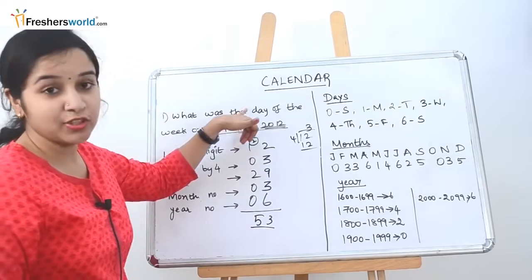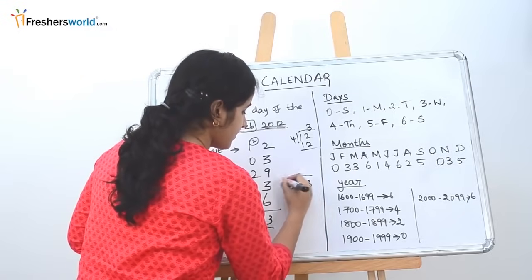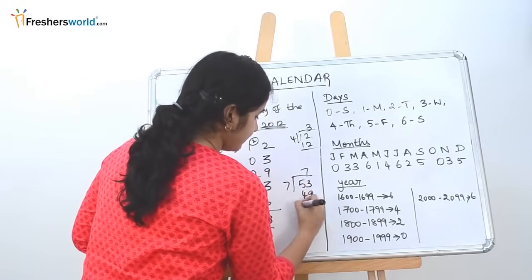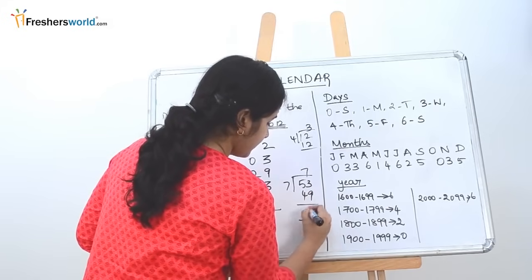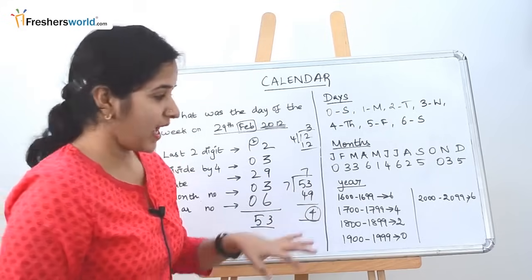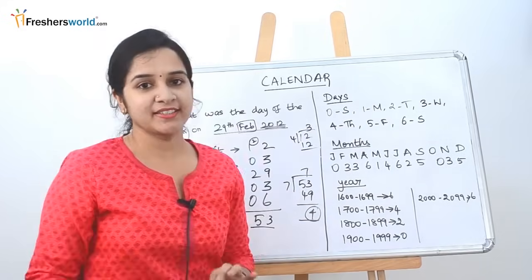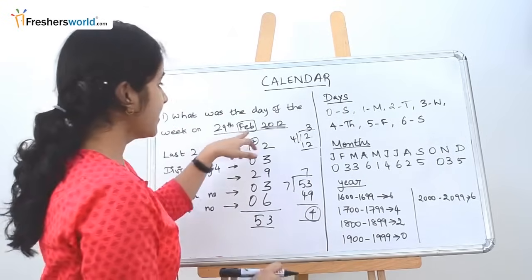So what is the last step? As they have asked for the day, we divide 53 by 7. 7 sevens are 49, so the remainder is 4. Generally for a normal year, we take 4 and find the corresponding number for that. So 4 is nothing but Thursday. But here the catch is they've asked for a leap year.